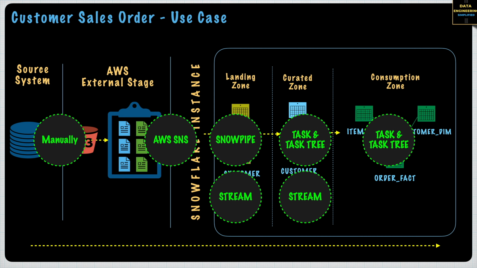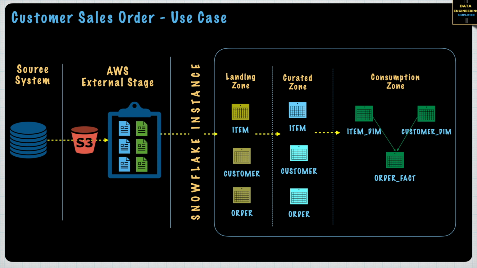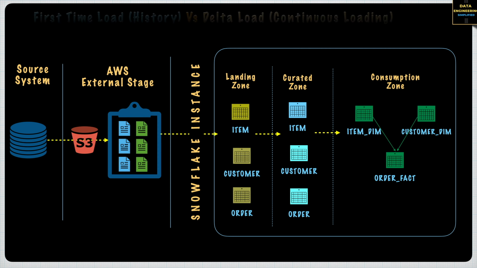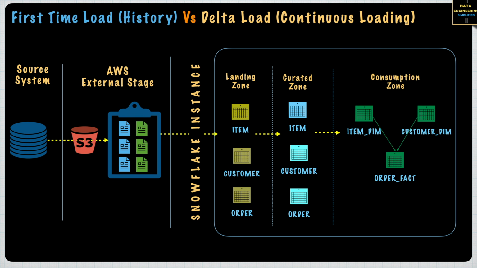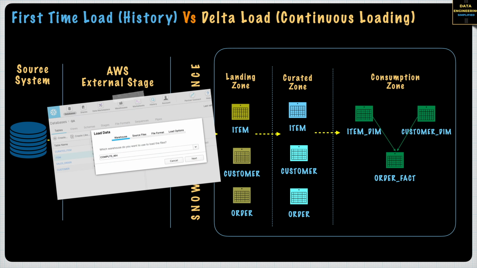Now let's understand how we will load data and the object creation sequence. In any data application, we have to perform an initial load and populate all the tables before we start our delta processing. In this example use case, we will use the Snowflake legacy WebUI to load the data and populate the landing zone tables. We will use insert as select statements to populate the curated and consumption zone tables.